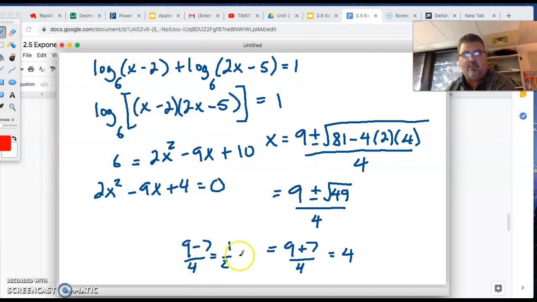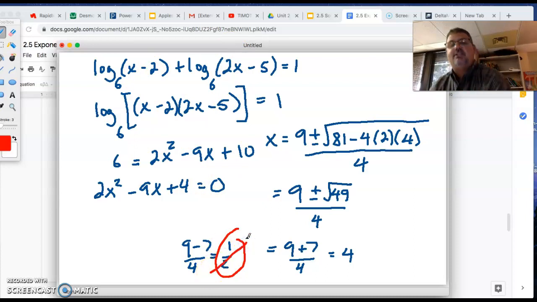And you can see where it happens. You're going to get an error message. Log 6 to what power is going to give you a negative inside this argument? 6 to no power is going to give you a negative, right? 1/2 minus 2 becomes negative. Won't work right there, won't work right there either. So the only thing that works is your 4. So you do need to check these. Alright, so 4 is the only solution, and we may come back and look at this another way.